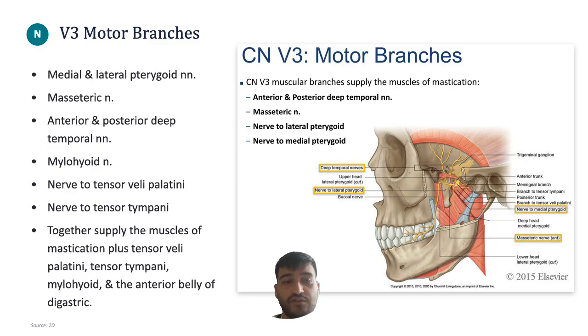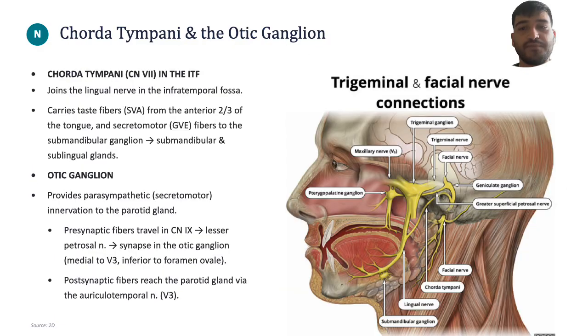After that, we have some more V3, mainly the motor branches. So we have the medial and lateral pterygoid nerves, the masseteric, anterior and posterior deep temporal, mylohyoid, nerve to tensor veli palatini, and nerve to tensor tympani. Together, the muscles of mastication plus tensor veli palatini, tensor tympani, mylohyoid, and the anterior belly of digastric are all innervated in terms of motor via those V3 motor branches.